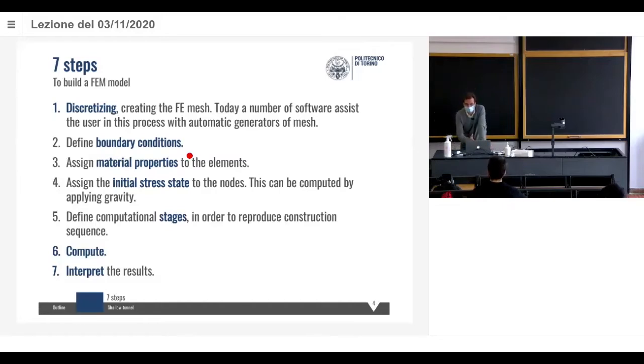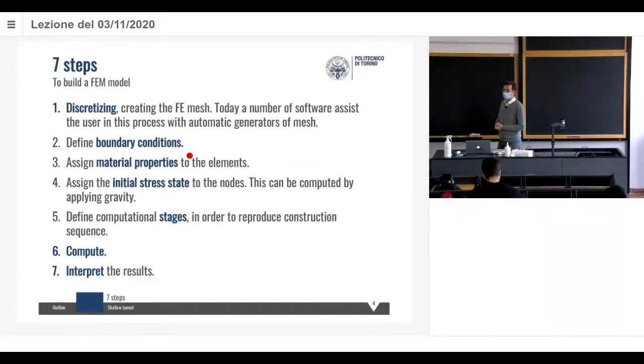So the initial stress state is something we need to assess. As you can read here, this can be computed by applying gravity. We live on Earth, we know that we have gravity, 9.81, and that's the kind of force we want to apply to determine the initial stress state. Sometimes we can assign the initial stress state if we know it perfectly, or we can compute it by assigning gravity to the model. So we have these two options, but we'll go through it.